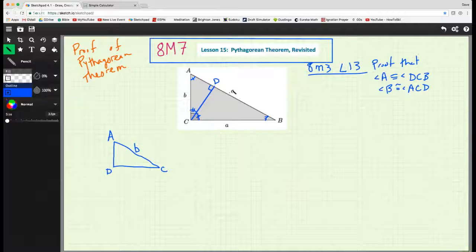Okay? Now let's draw this triangle here, and let's do this. There's angle 1 and there's angle 2. Now let's draw this other triangle that's similar. And this is triangle, this one, right here.